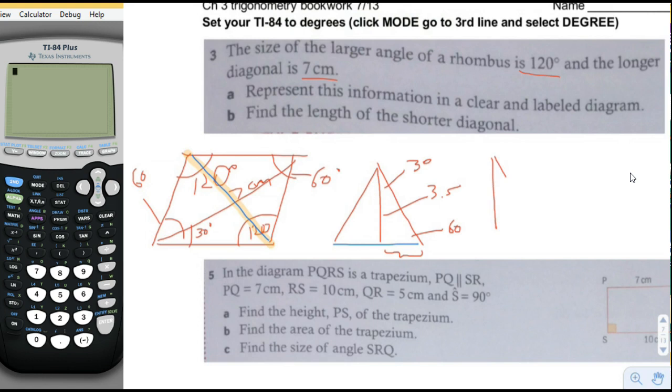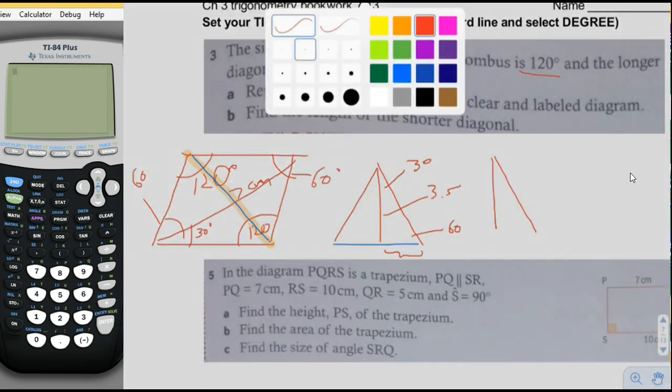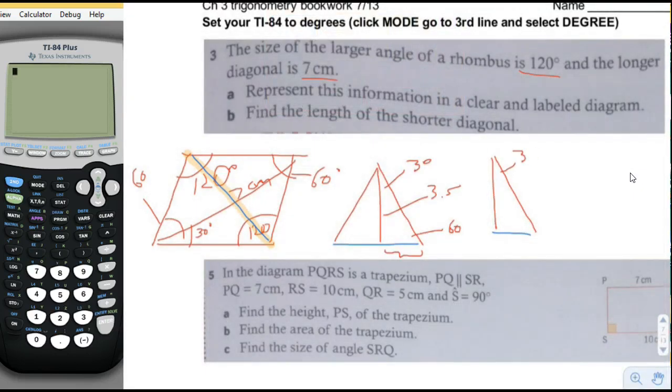So then we have this, and we know that this angle is 30, and we know this length is 3.5, and we know this angle is 60, and this of course is 90. So the blue line would be, let's see, so we'd like to make a trigonometric ratio using angle 30, length 3.5, and this unknown length here. Okay, so that looks like a tangent, right? Tangent of 30 is equal to x divided by 3.5.